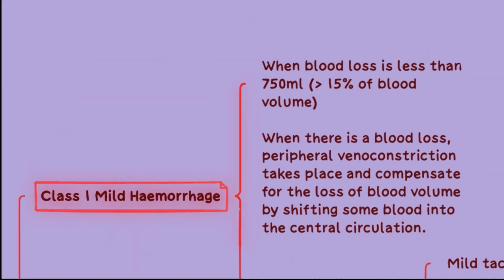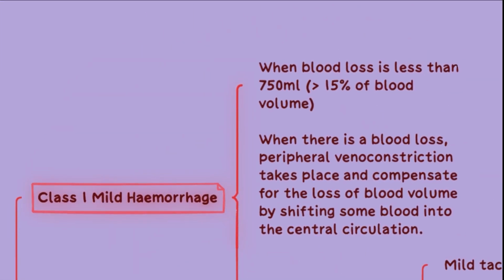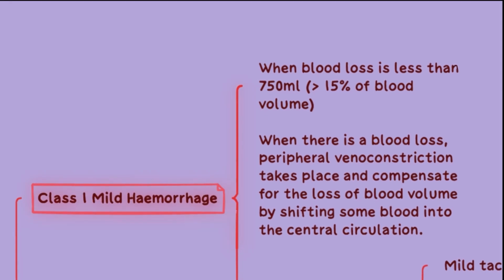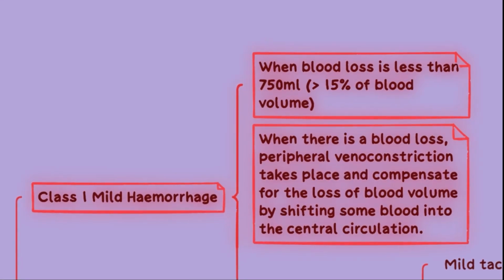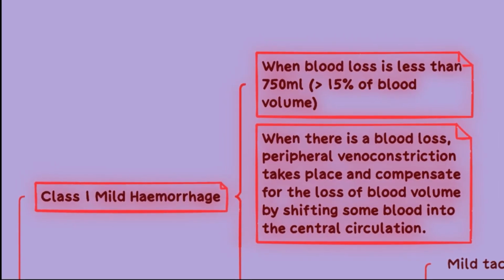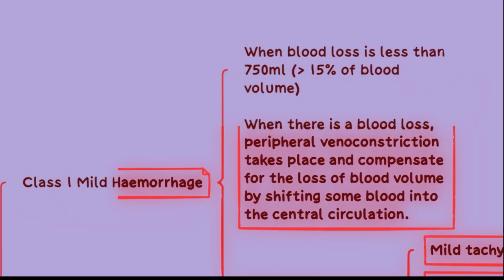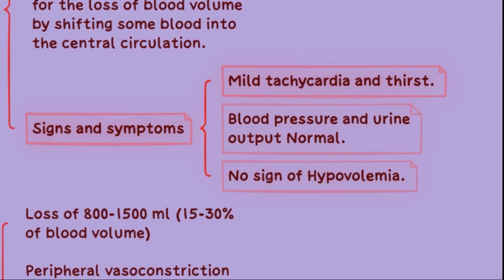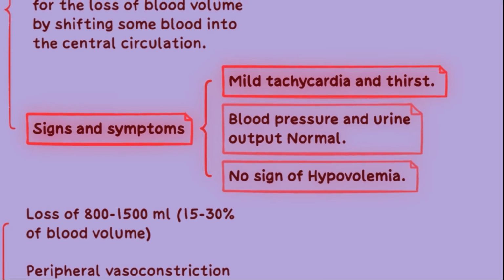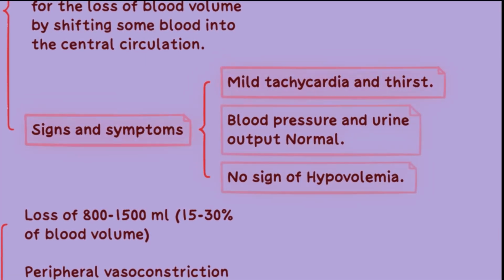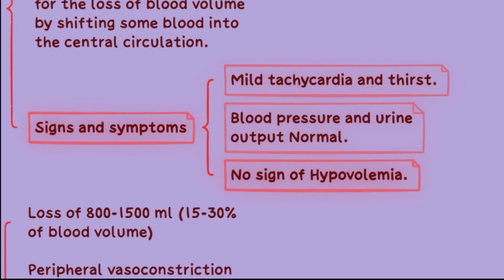Stage 1, or compensatory stage, or mild hemorrhage, is the initial stage. The body activates compensatory mechanisms to maintain blood pressure and tissue perfusion. These mechanisms include vasoconstriction, tachycardia, and increased cardiac contractility. There are no signs of hypovolemia.